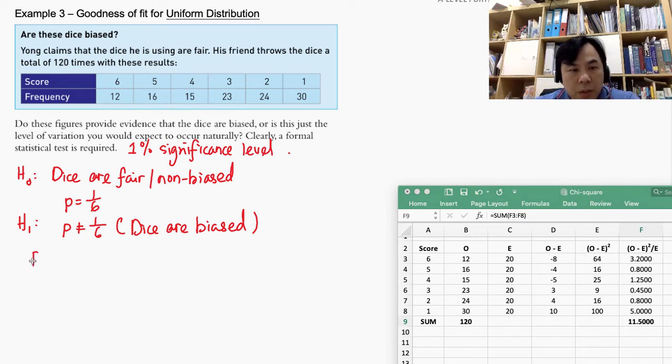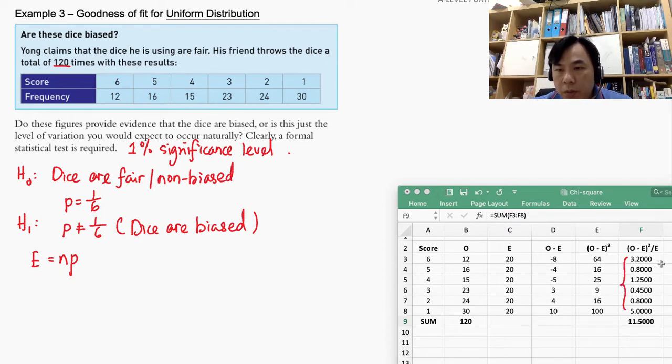expected is calculated based on np. The n here refers to the sample size, so the number of trials in this case, and then multiply by the probability that we expect a non-biased dice would give us. So that would be 1/6 of 120. If the dice is fair, then it should produce all the same expected frequency. Then we will go through all the calculations on this and then sum up.